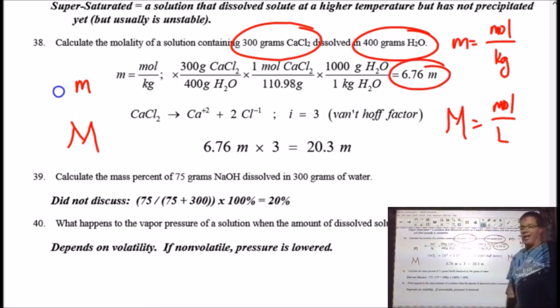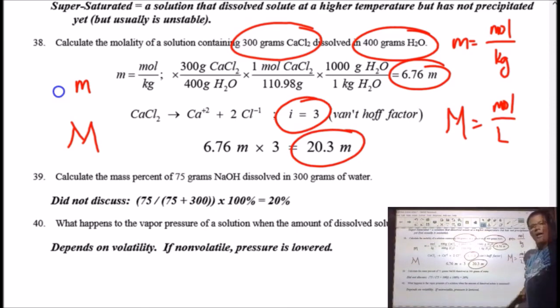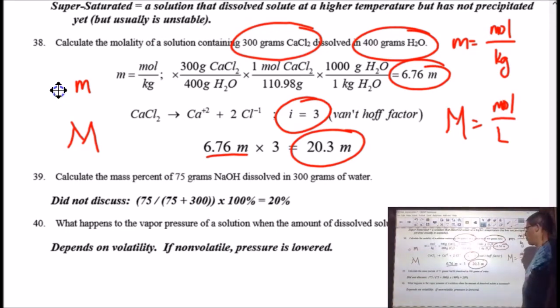However, since this is an ionic compound and calcium chloride dissociates into 3 particles, we have a van 't Hoff factor here. So we can't just say that the molality is this. We actually have to have a multiplier. So the true molality of this solution, once it's been placed into water, is 3 times what you may have calculated. So it's 20.3.